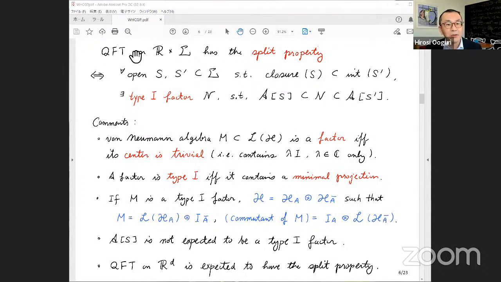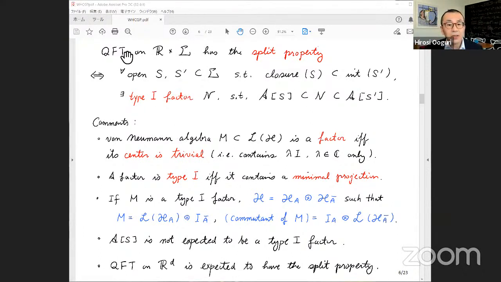So we say that, suppose you have a quantum field theory, we say that it has the split property if the following is true. Suppose you have two open subsets of this Cauchy slice, so that essentially S is inside of S prime, but with some margin on the boundary. To be precise, the closure of S is inside of the interior of S prime.